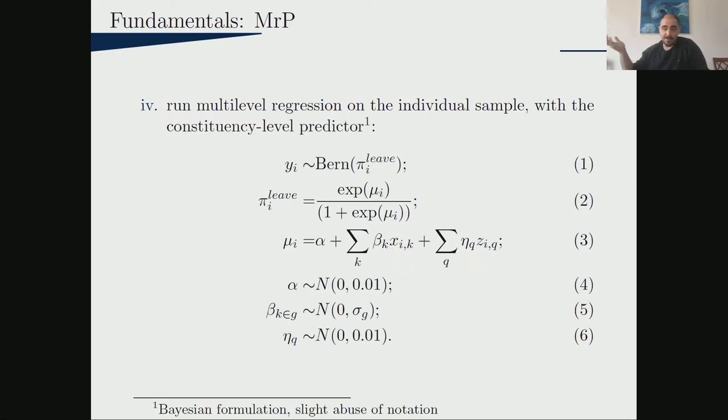Fourth, we have to actually fit a multilevel regression model. This is a very simple multilevel regression model for the percentage leave with a global intercept, some random effects, and some fixed effects. The random effects are at the individual level, so you'd have an age random effect, a gender random effect, or an education random effect. And the fixed effects would typically be things to do with the area predictor that we defined above.